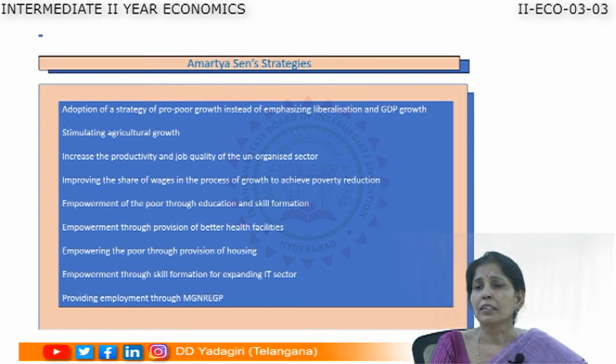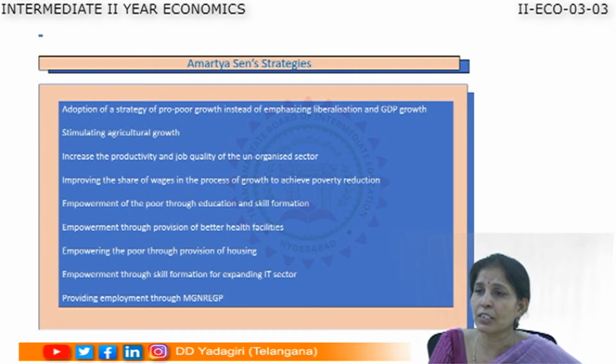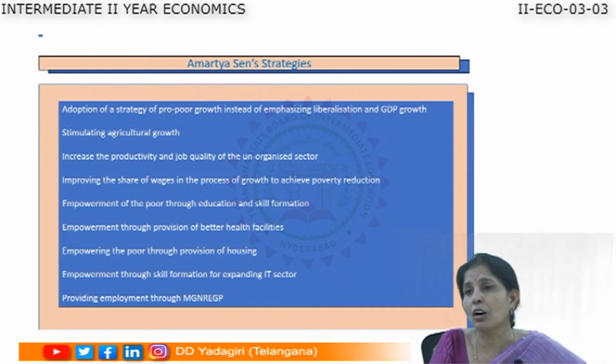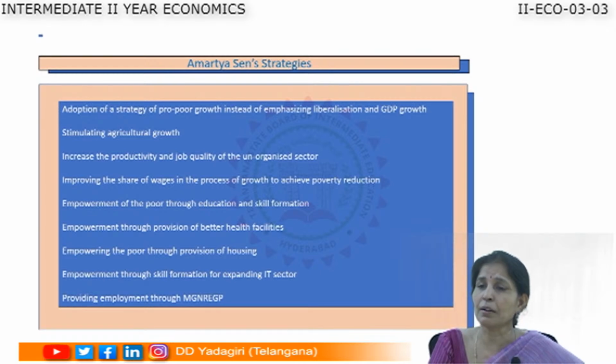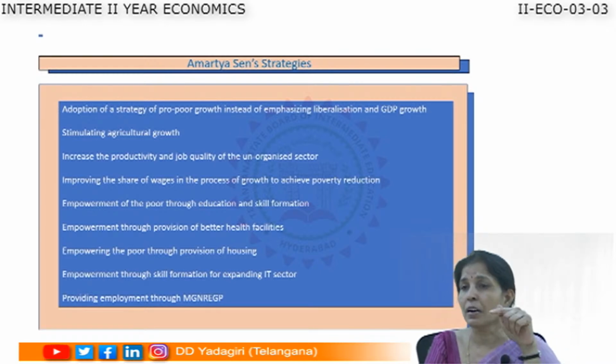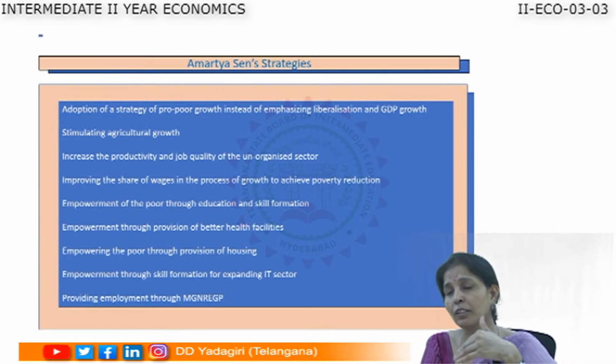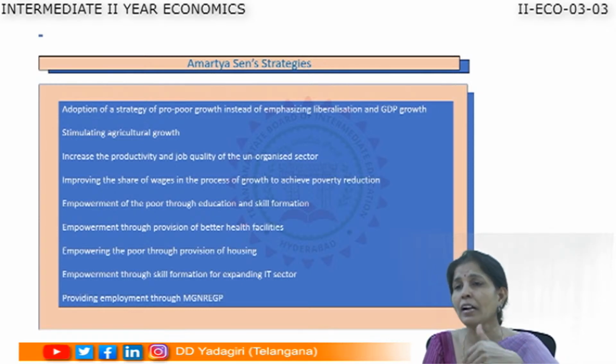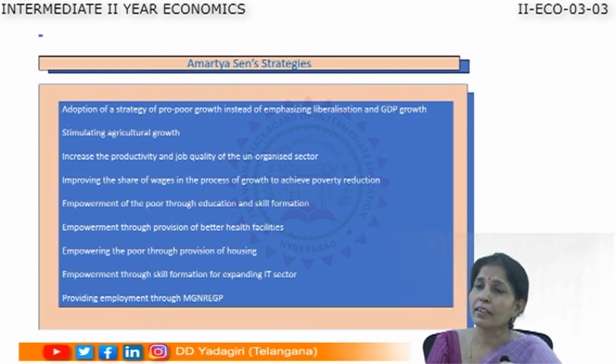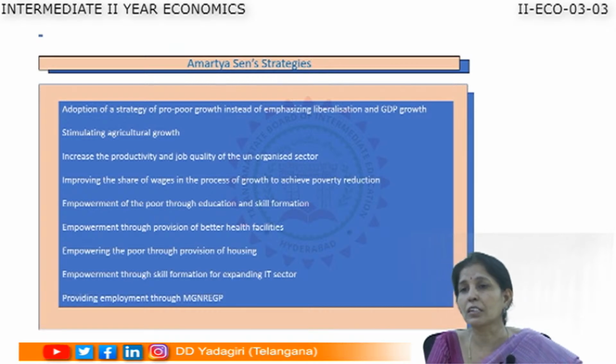The third one suggested by Amartya Sen is to increase the productivity and job quality of the unorganized sector. Agriculture is considered an unorganized, traditional sector with primitive tools and techniques. So here, increase the productivity and the quality of work. Again, I'm repeating over here: productivity levels per area and per person. The contribution made by a person and the contribution made by an area both need to be increased. Only then can we stimulate growth in the agriculture sector.